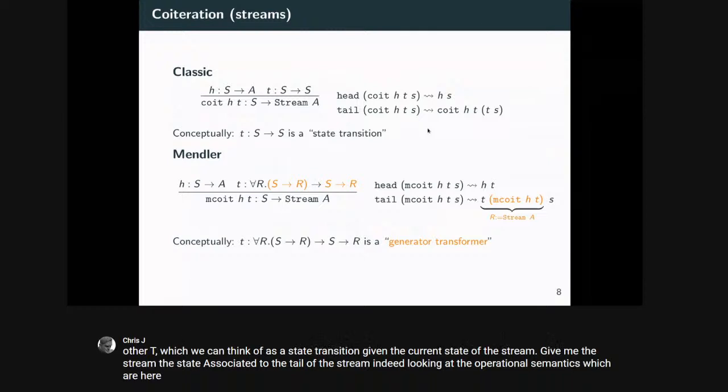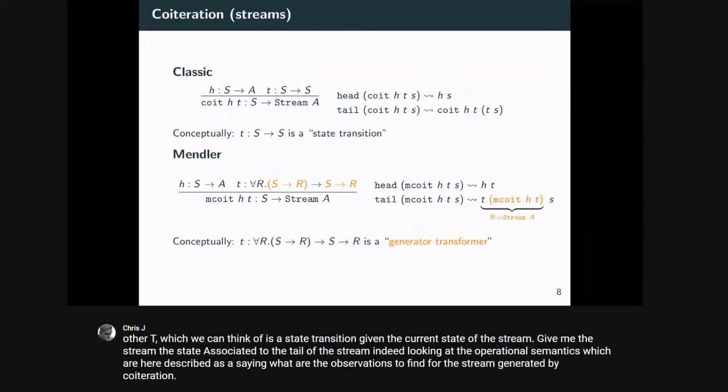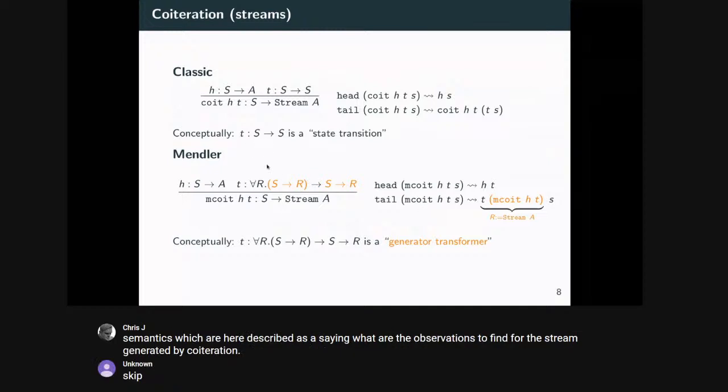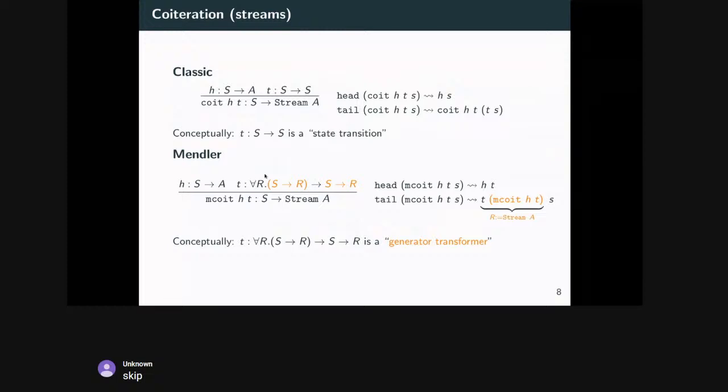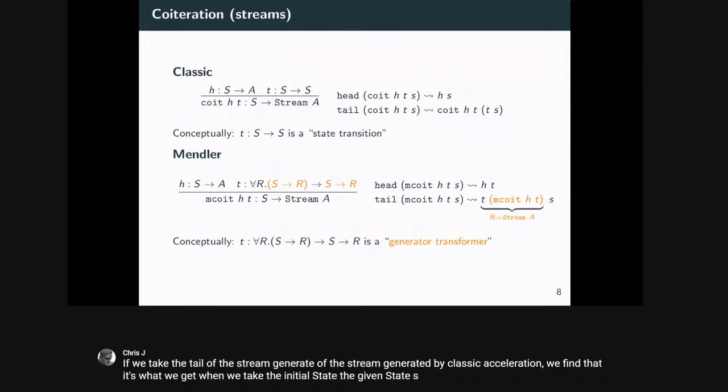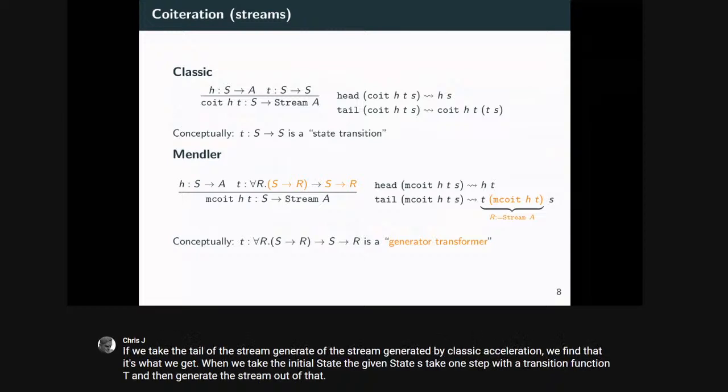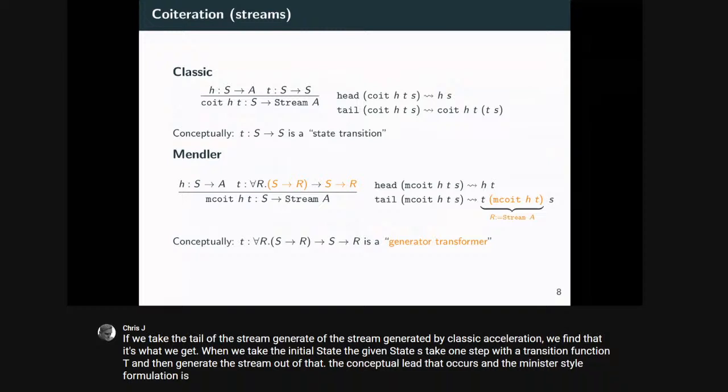The conceptual leap that occurs in the Mendler style formulation is how we think of T. Instead of having it be a state transition, we can think of T rather as a stream generator transformer, and one that has this parametric property. So T is now a higher order polymorphic function quantifying over a type argument R, taking functions of type S to R, where we're thinking of this function as a way of generating streams from R. So R is sort of a stand-in for recursive occurrences of stream A itself. I'm taking such stream generator functions and transforming them to another.